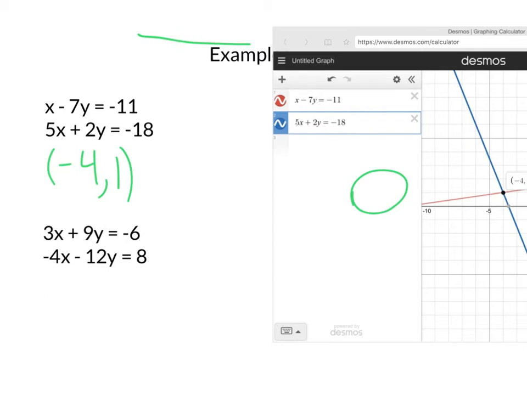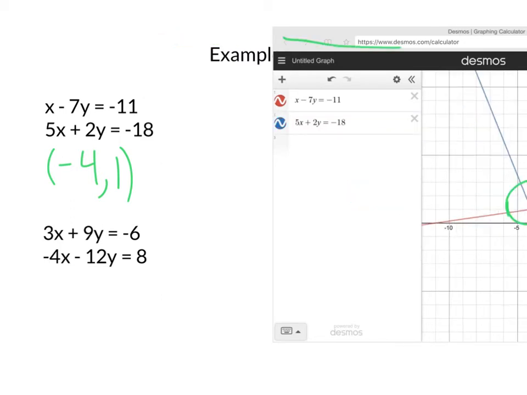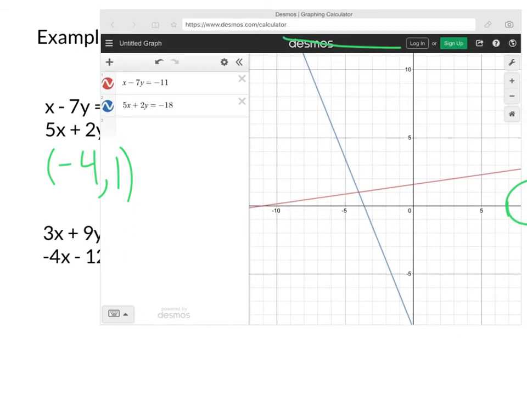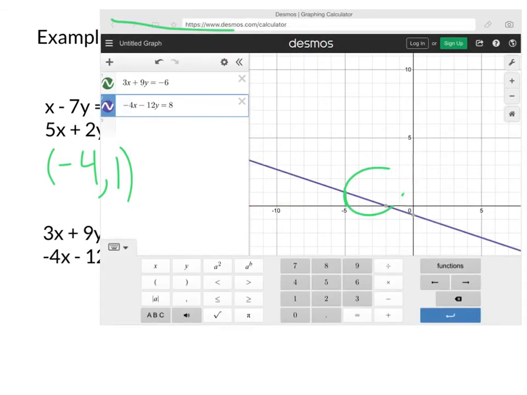3x plus 9y equals negative 6. And then negative 4x, 4x minus 12y equals 8. Let me erase this.